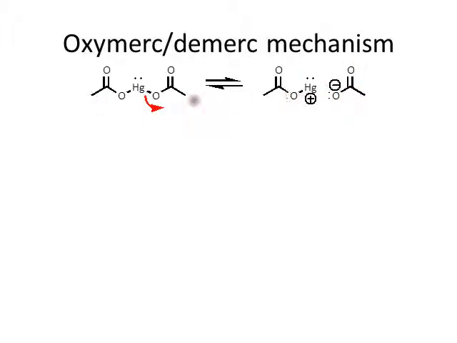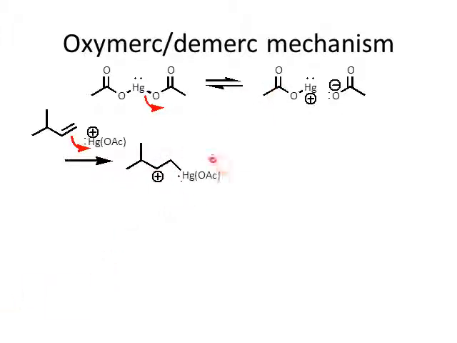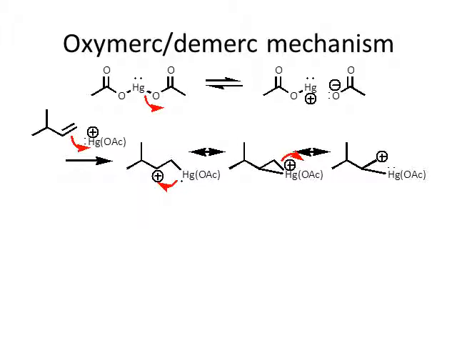Now this is an equilibrium, so this will come back on, and maybe this other one will break off. But at any given time, we've got some amount of positively charged mercury if I've got a solution of mercuric acetate. Well, that's going to be a good electrophile. And so if I've got a pi bond, that pi bond is going to reach out to my positively charged mercury. But like bromine, I'm going to make this carbocation intermediate. But like bromine, mercury is very large, and it's got lone pairs. And so I'm going to form, as we saw, a bridged intermediate.